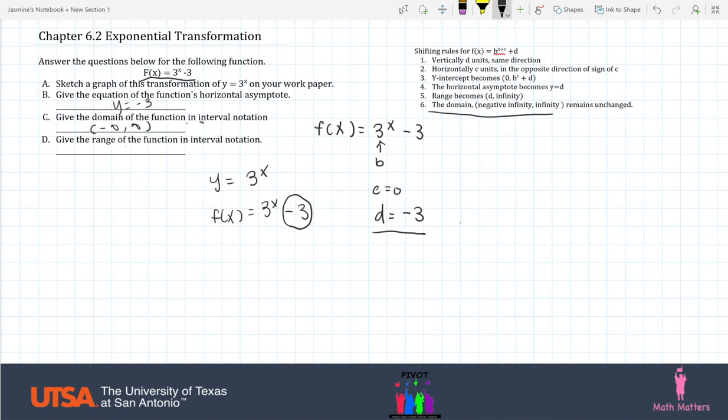And then looking at C, we're asking for the domain of the function, and that we can find in rule number 6. So it's still going to be negative infinity to infinity. And then because we're asking for interval notation, it's going to be negative infinity to infinity.